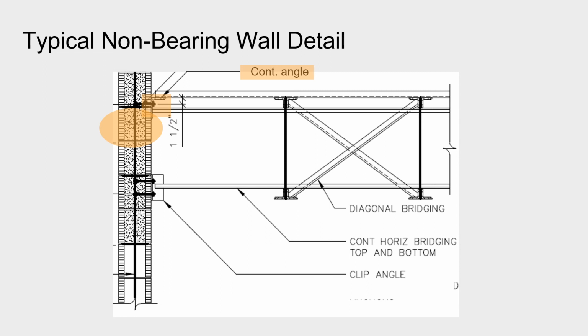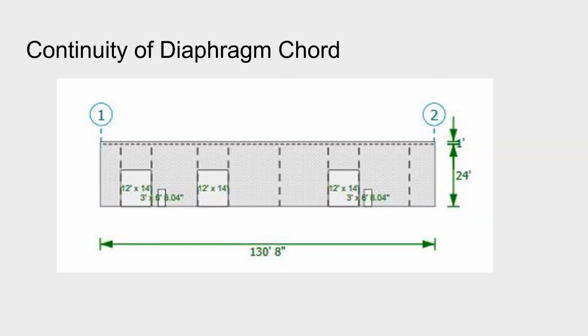Each engineer develops their own method of bracing the top of the wall against out of plane loads. It's unlikely the metal deck can serve this function alone. Thus, a series of horizontal bridging, diagonal bridging, and supplemental bracing must be designed to accommodate the imposed forces. Part of proper detailing of the diaphragm chords includes the continuity we've already discussed.